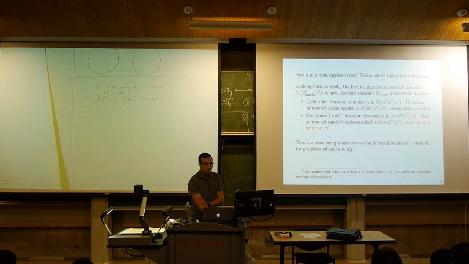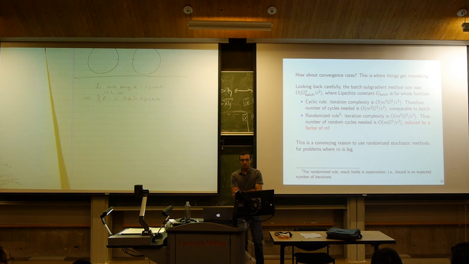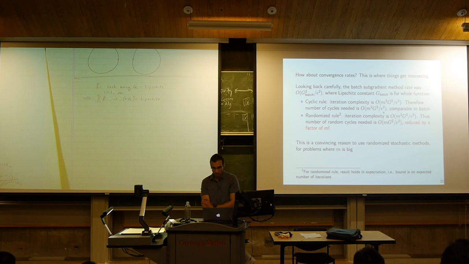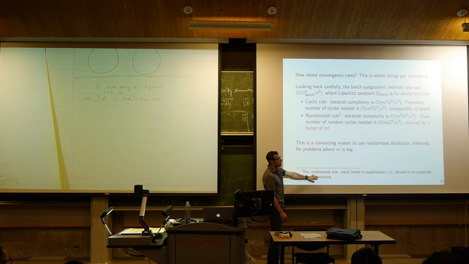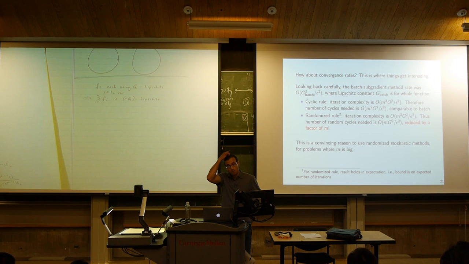So when we look at the cyclic rule, that seems comparable to the batch method. It's the Lipschitz constant squared for the whole criterion divided by epsilon squared. So it looks maybe as if there's no real reason in terms of rate to use the cyclic rule. The randomized rule actually has, on paper, a much more favorable convergence rate. And this is a result that holds in expectation. So to be precise, this is a bound on the expected number of iterations needed by the randomized rule.